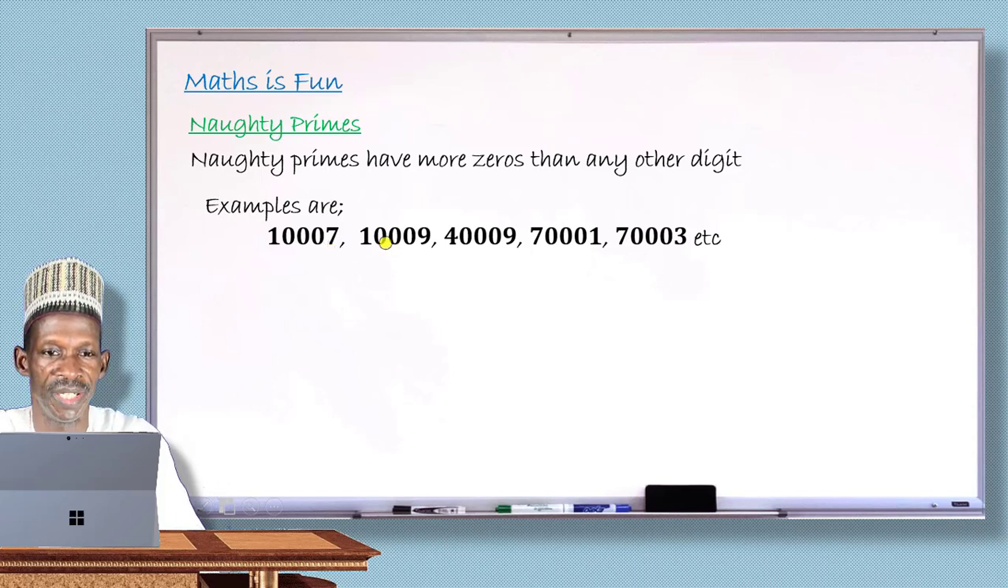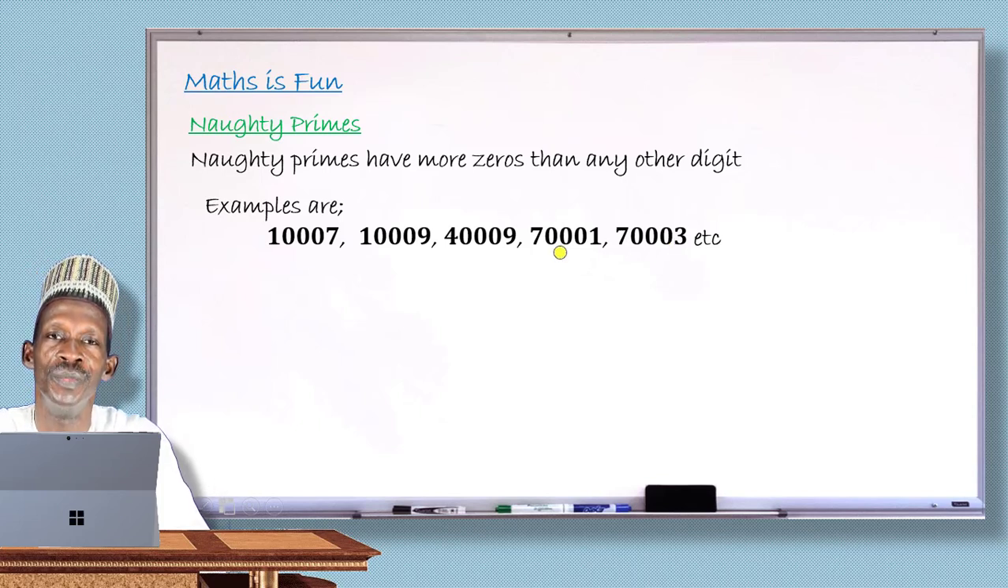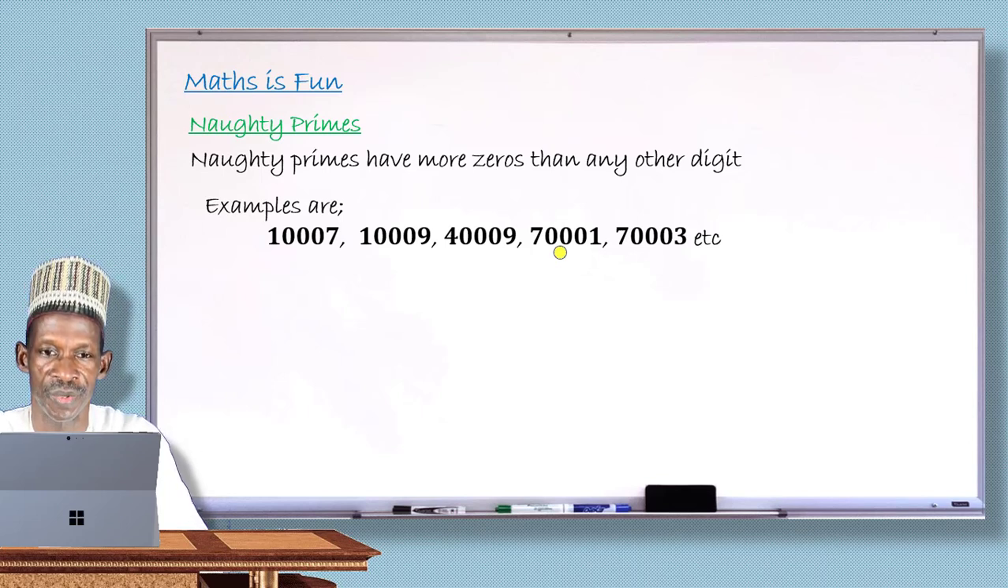Another naughty prime number you can see is 10,009. You can see about 3 zeros. So zeros dominate other digits in this prime number. Similarly, you have 40,009. You can see many zeros there. You have 70,001. You can see many zeros. These are what we call the naughty primes, and there are many more prime numbers that have zeros dominating all other digits. Those types of prime numbers are called naughty primes. We see more of these interesting things in mathematics in our subsequent lessons.